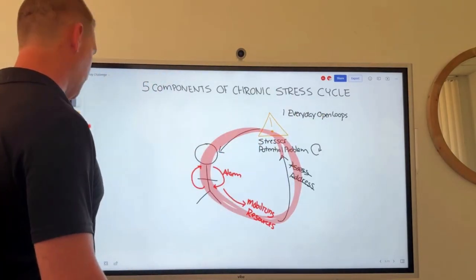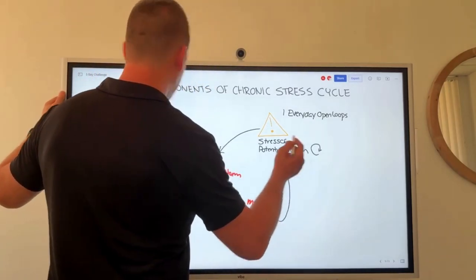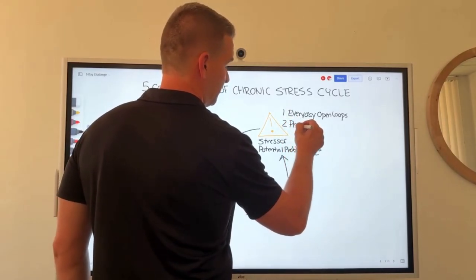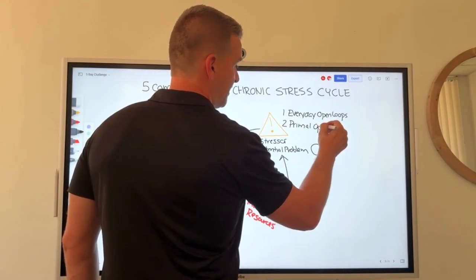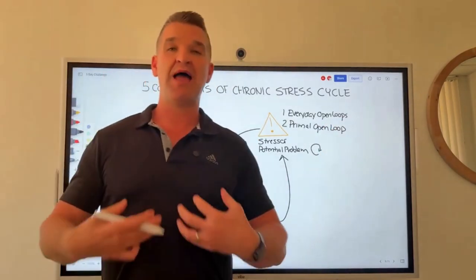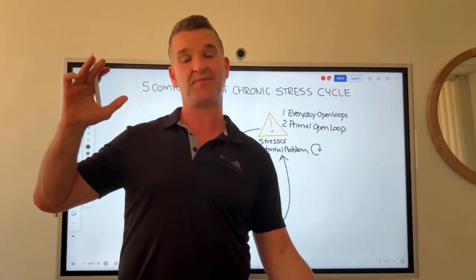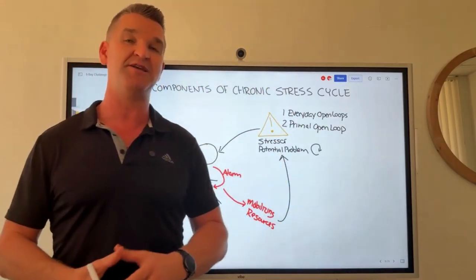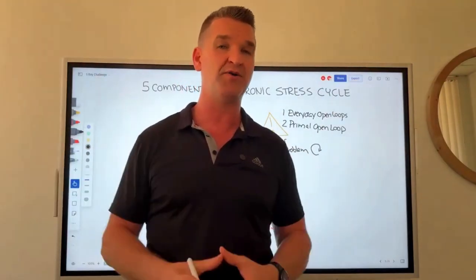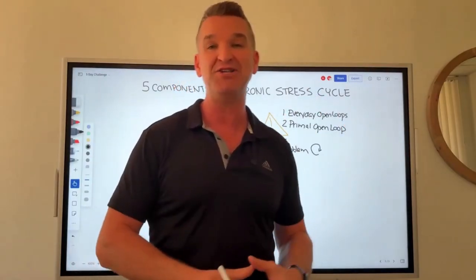Let's go to number two here, okay? Number two is a little deeper open loop, and I call them primal open loops. Primal open loops have to do with the beliefs we have about our identity, and it really goes back to childhood. Again, I will do videos on every single one of these, so please stay tuned. This video, I just want you to see the 5 big components here so that you have an idea of what you might need to address first.